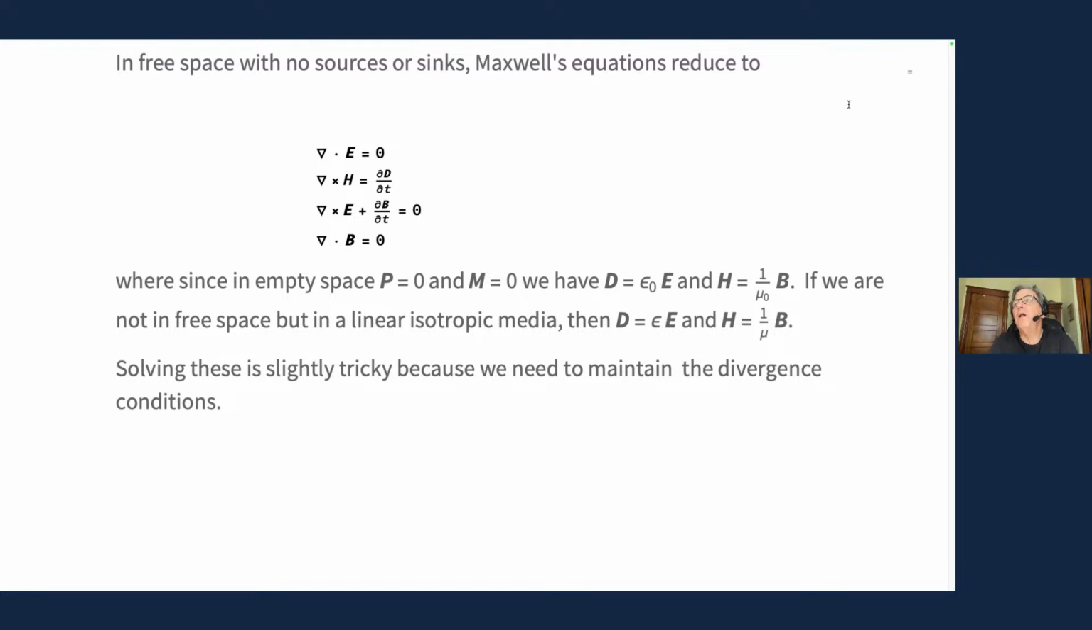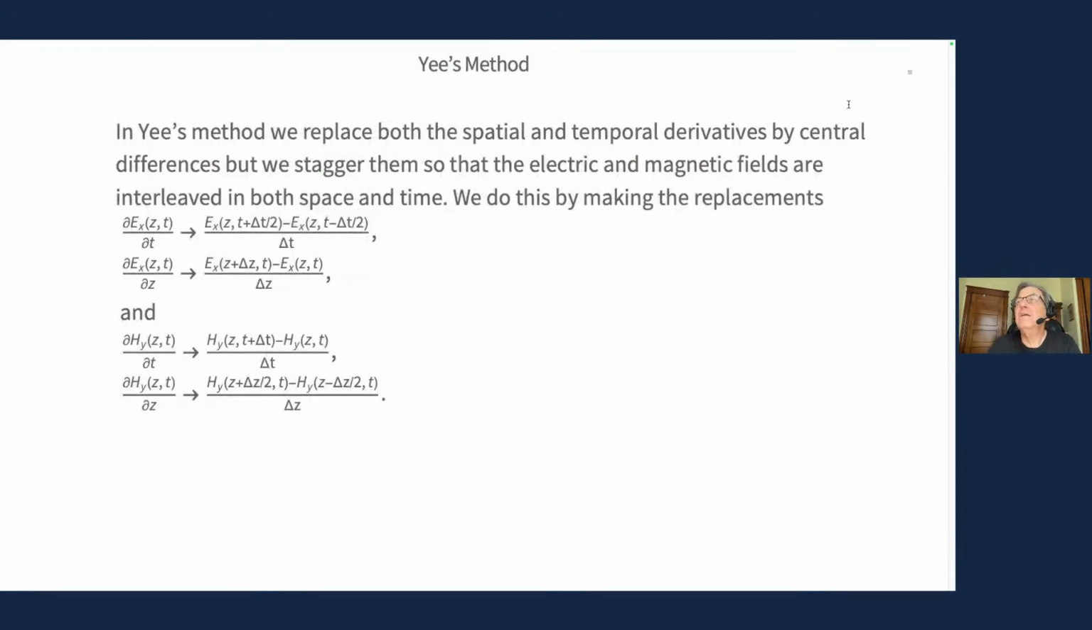Still, solving them is slightly tricky because we have to maintain the divergence conditions. We want the fields to be divergence free at all times and at all points. And there's a method known as Yee's method, which automatically does this. The key to Yee's method is that we're going to stagger both the spatial and temporal derivatives by central differences, so that the electric and magnetic fields are interleaved in both space and time.